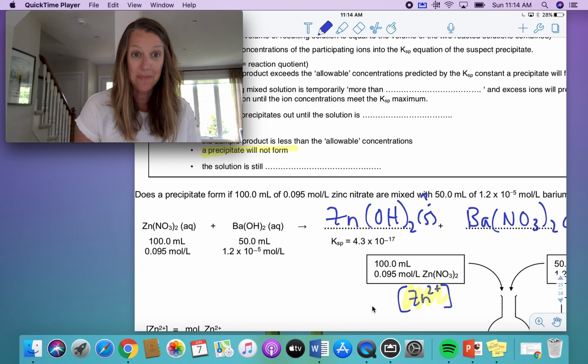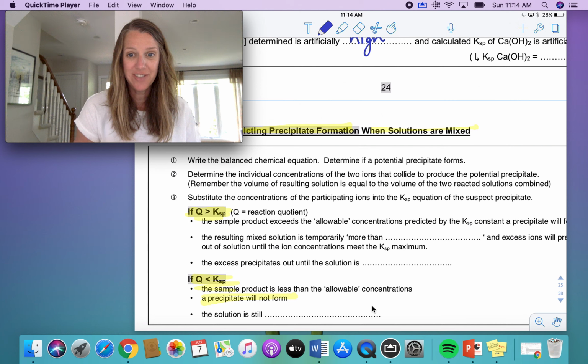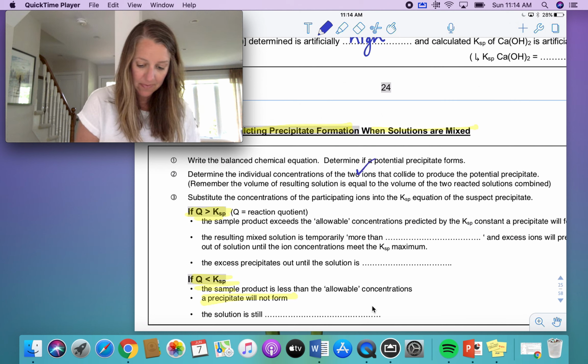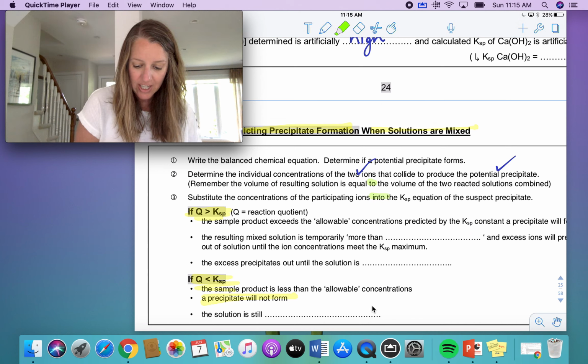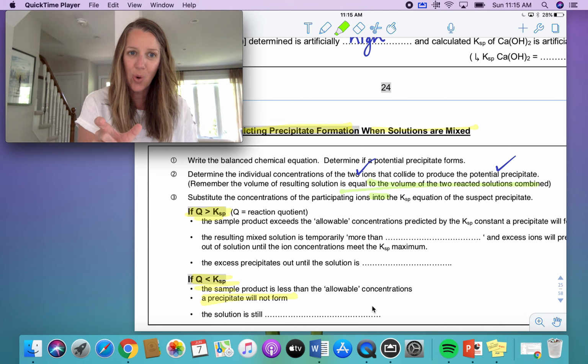Okay, so here we go. We're going to write the balanced chemical equation, and we'll determine if a potential precipitate forms. Then we're going to determine the individual concentrations of the 2 ions that collide, okay, to produce the potential precipitate. Remember, the volume of the resulting solution, because we're looking at 2 different ions coming together from 2 different solutions into a container, we're going to use the total volume that we've got in the volumetric flask as our total volume. So that's the only part that's a little bit different from everything that we've been doing so far.